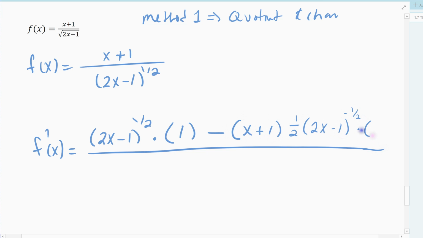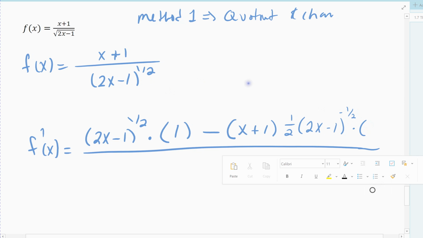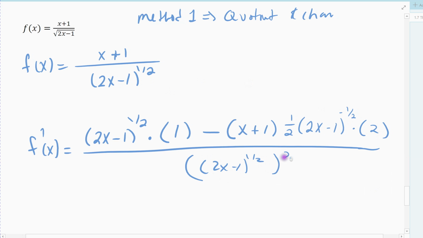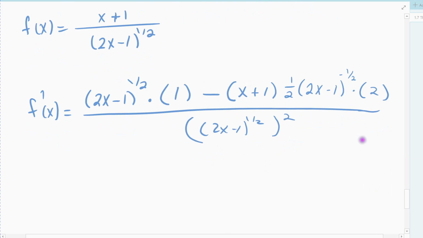Not done yet. Remember, that's just the outside. Take it times the derivative of the inside. Derivative of the inside is 2. And then it's that whole thing squared, the denominator squared. All right, so now this mess, the hard part, this is a tough one. This is a tricky one because we've got fractions and negative powers. All right, first of all, this half and this 2, those reduce to 1. All right, 2 divided by 2 gives me 1. All right, now comes the tricky part.